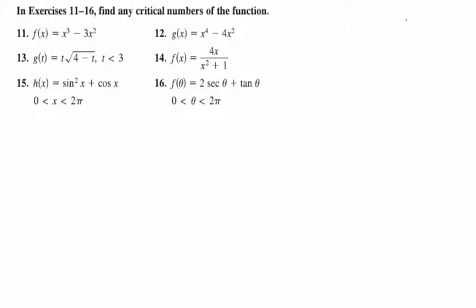So what we want to do here is to find critical numbers of any of these functions that are listed. And I'm going to do the odd ones. Hopefully I'll finish them all in this one video here.